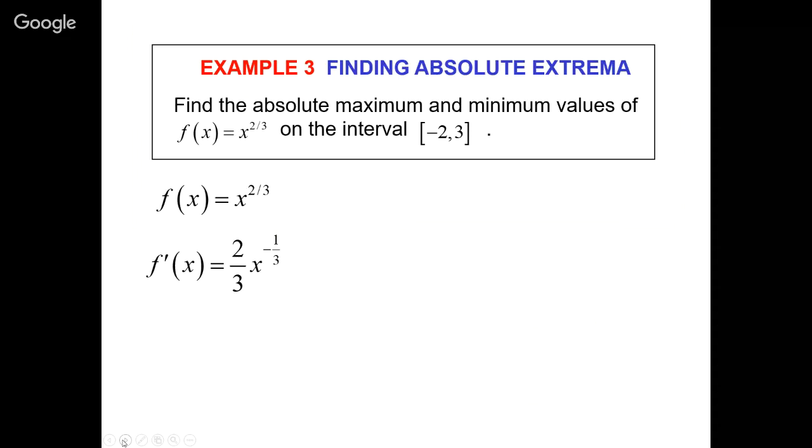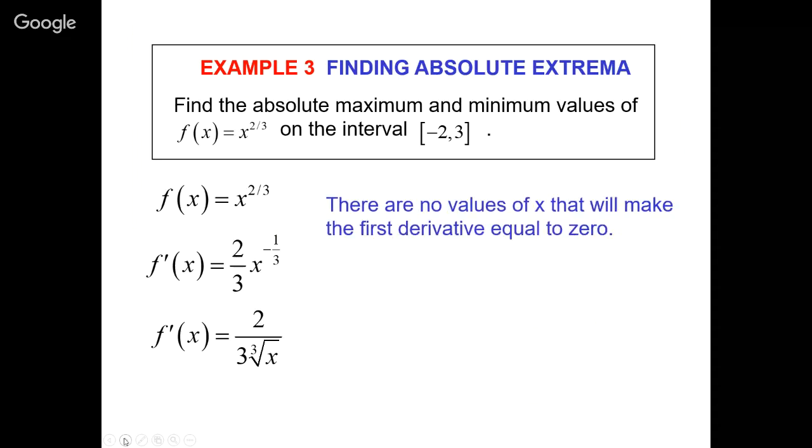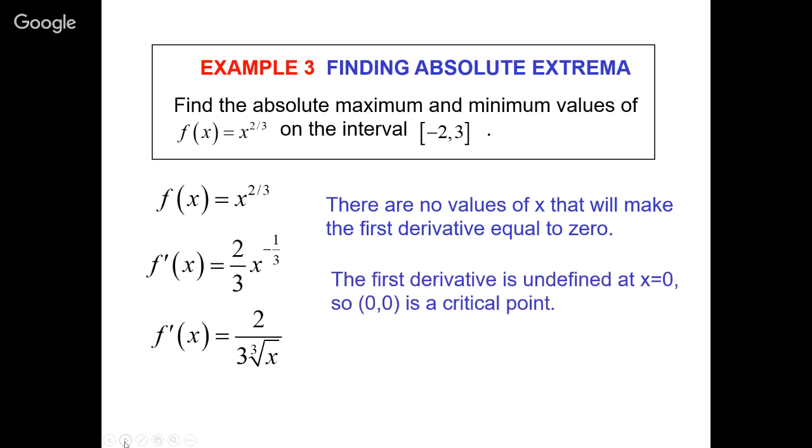So let's take the derivative. When you take the derivative of x to the 2/3, we bring the power down and lower the power by 1, and we get 2/3 x to the -1/3. And then we're going to get rid of the negative exponents, so the derivative is equal to 2 over 3 cube root of x. Now, it's really easy to see that there are no values that'll make this derivative equal to 0, but there is a value when x is 0 that'll make the derivative undefined or not exist. So my critical point is going to be at x equals 0.